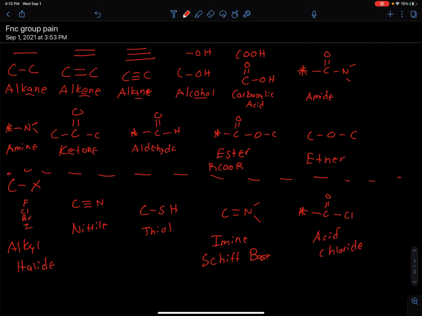Hopefully this was a very simple rendition of all the functional groups. Everything above this line are the more common ones. Everything below this line you'll get more into a few weeks into organic chemistry when you start learning mechanisms. But yeah, hopefully this was made simple.